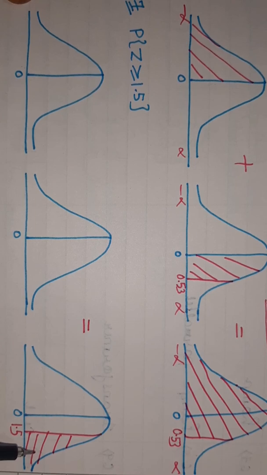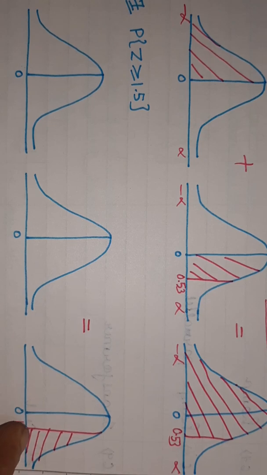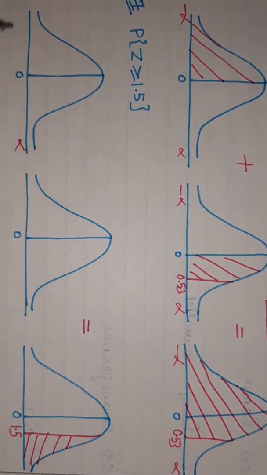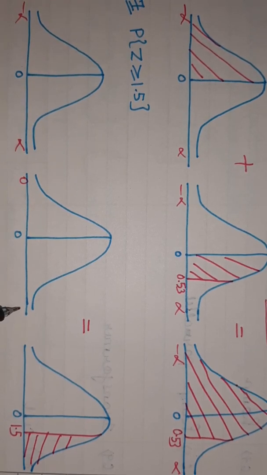Now how do we find this area? For that it's very simple. If we find the area from 0 to 1.5, we will get it with the Z table. But we don't want this. We want the area greater than 1.5. So for that, what we do is take it from this 0 to infinity.